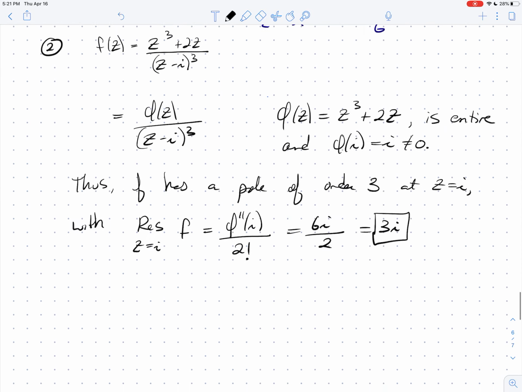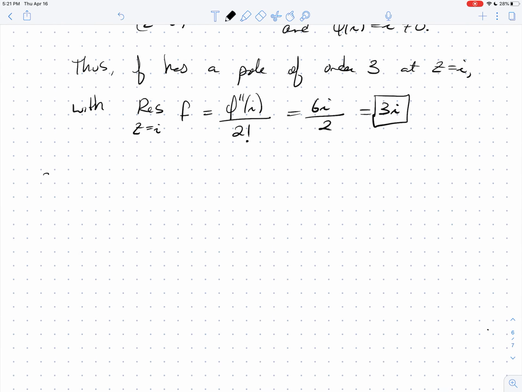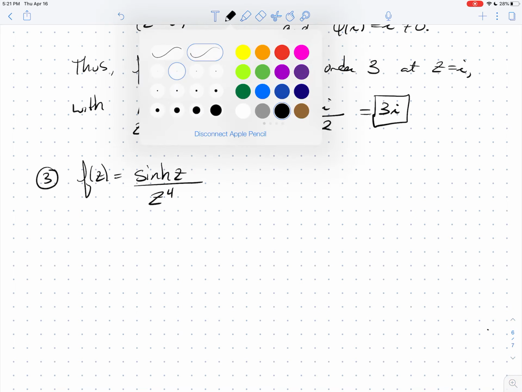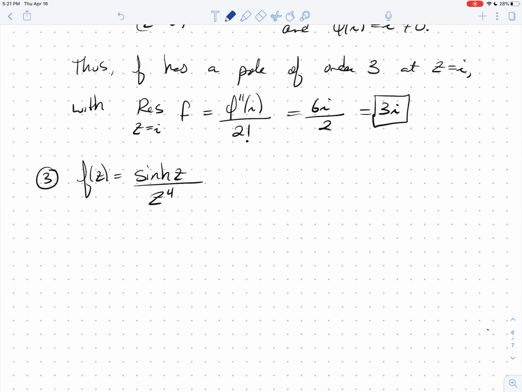All right, so last example. Whoops, I erased it. That's all right, I've got it here. Let's do f of z equals sinh of z over z to the fourth. We want to do the same strategy that we've been doing. This looks like a pole of order 4. I'm not sure if it is. Let's break it up in the right way and think about it.